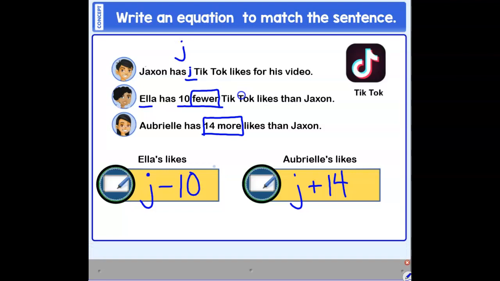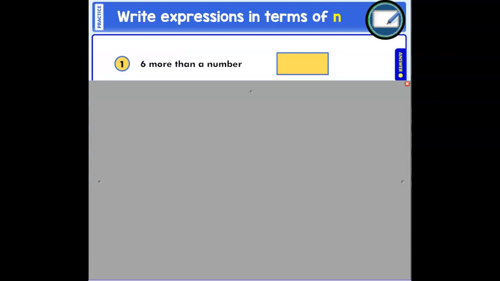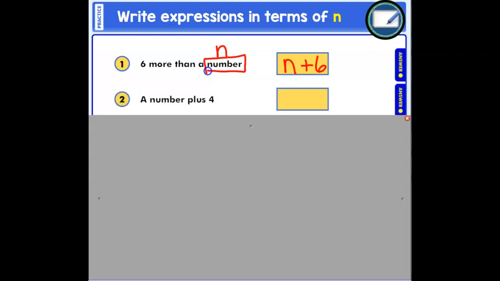So this is how we would translate those words into algebraic symbols. Okay, write this one on your board. 6 more than a number. So I'm going to think number. That's going to be my variable. Okay, so I'm going to think of number because it's 6 more than that, so I'm going to add 6. N plus 6.